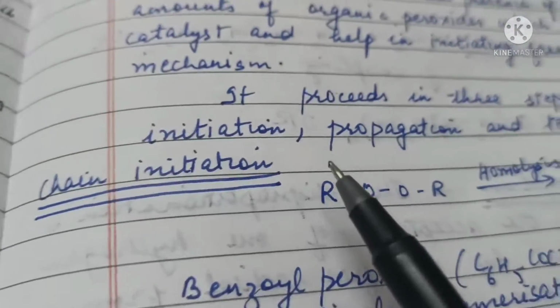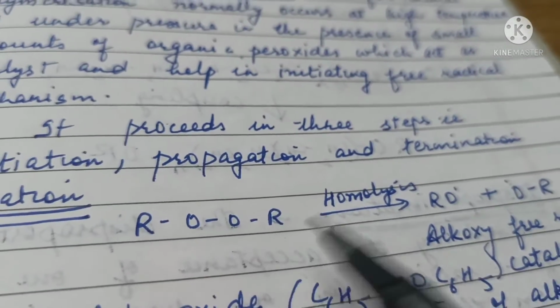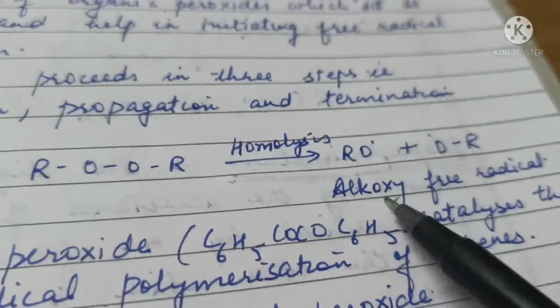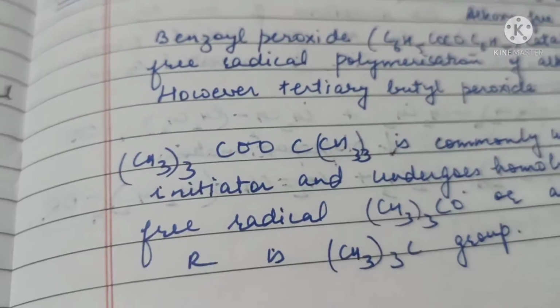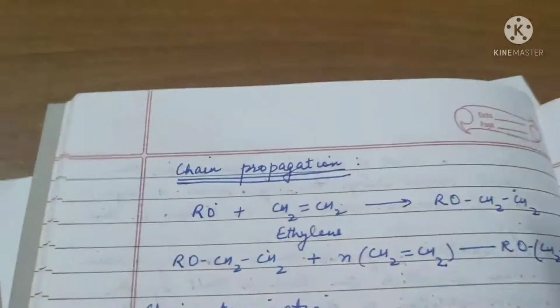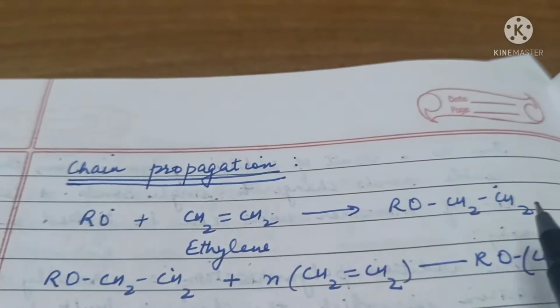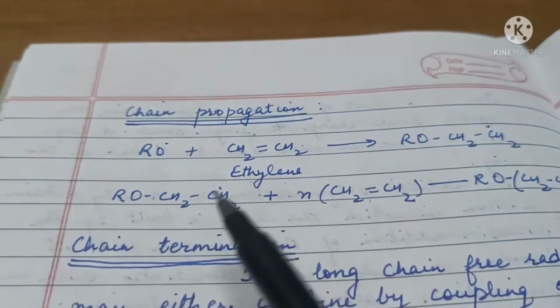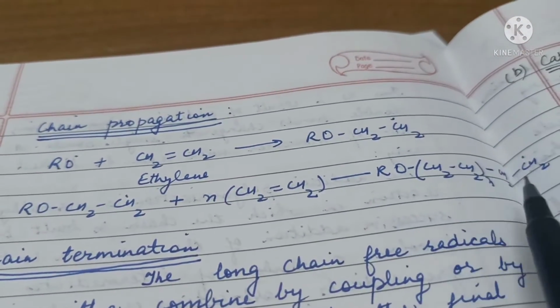The first step involves the generation of a free radical. For example, a peroxide on homolytic breakage will form alkoxy free radicals. Then the second step is growth, chain propagation. In this step, the alkoxy radical formed reacts with an ethylene molecule to form another free radical. This free radical will combine with another ethylene molecule to form a longer chain.